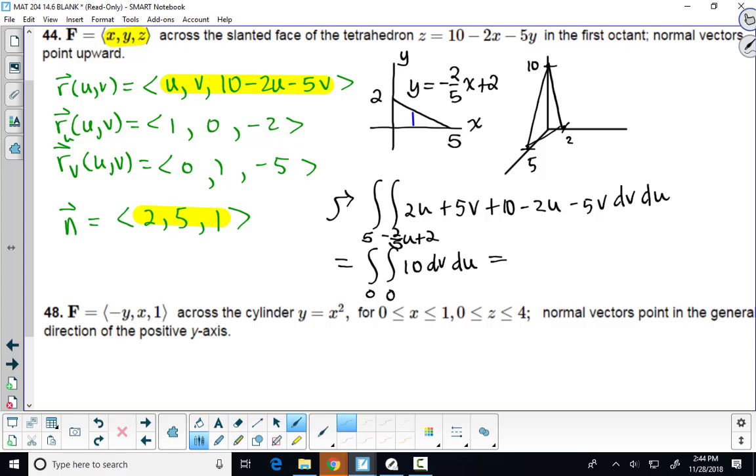So then we factor out the 10. We have the interval 0 to 5. There's no v, so we get minus 2/5 u plus 2 du. And I've run out of space. Simple integral. Use the power rule, plug in your 5, plug in the 0. Good to go. Let's get to the next hard one. Setup on these is so critical. Okay, next one.